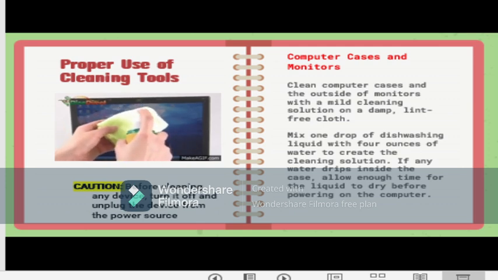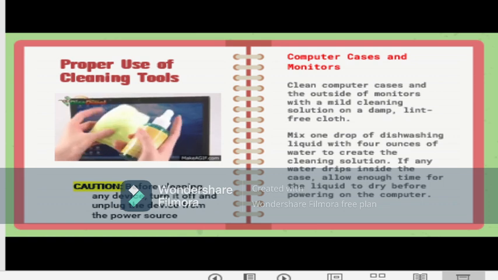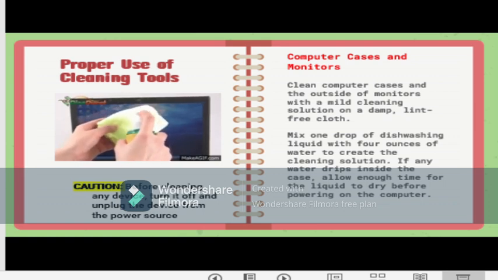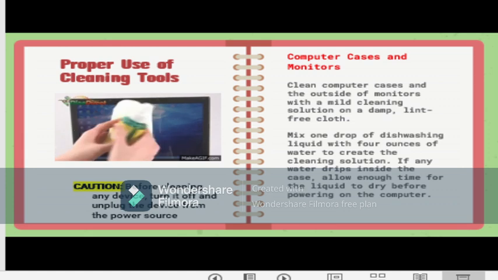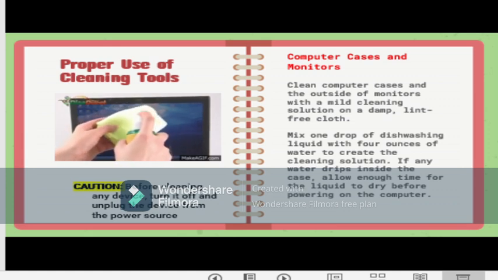Proper use of cleaning tools. Caution: before cleaning any device, turn it off and unplug the device from the power source. Computer cases and monitors. Clean computer cases and the outsides of monitors with a mild cleaning solution and a damp lint-free cloth. Mix 1 drop of dishwashing liquid with 4 ounces of water to create the cleaning solution. If any water drips inside the case, allow enough time for the liquid to dry before powering on the computer.